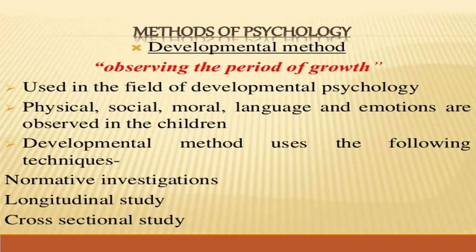Physical, social or moral, language and emotional development are observed in children. If we are observing one child, we see what things they are lacking, and after that we give them knowledge, and they learn and develop their knowledge. The developmental method uses the following techniques: normative investigation, longitudinal study and cross-sectional study.